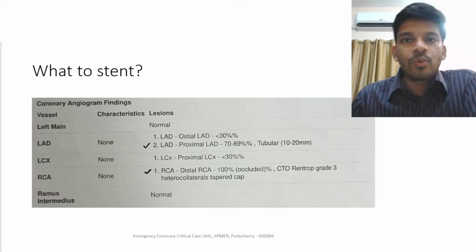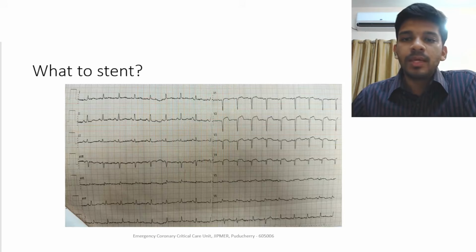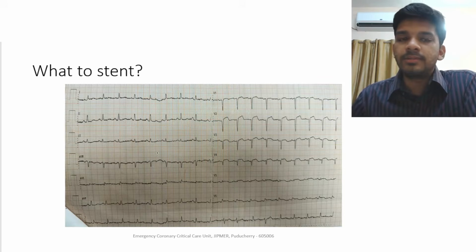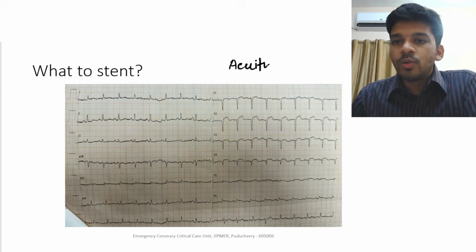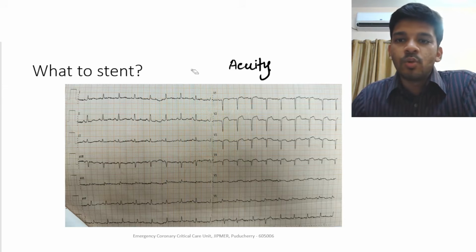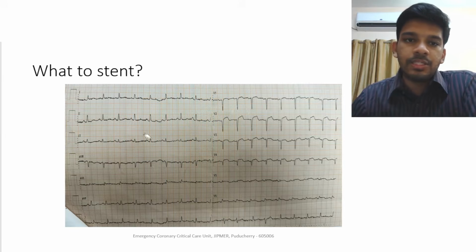We cannot answer these questions without having an ECG, because the angiogram only represents the anatomy. It does not represent the event, it does not represent the acuity of the event. So angiogram represents anatomy, not acuity. How acute the event is, which artery it localizes to, that information is only provided to us by the ECG.